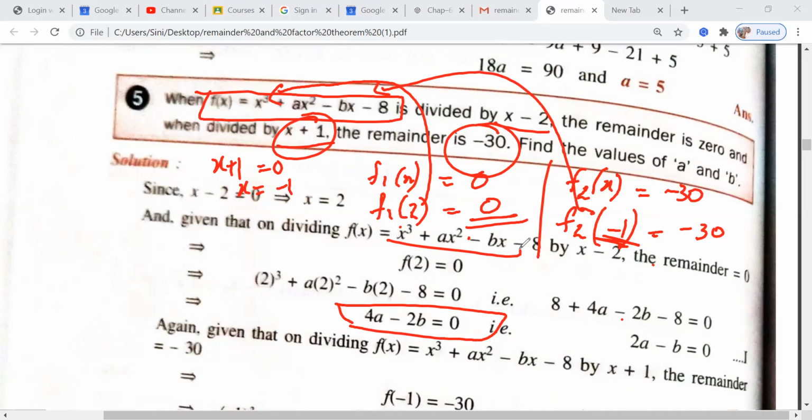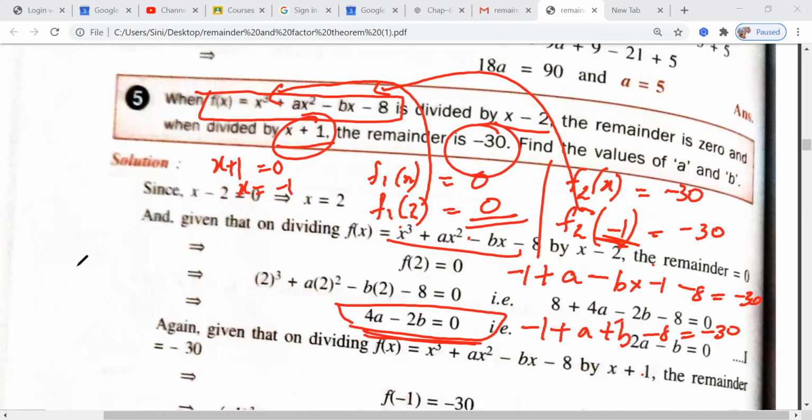Minus 1, the whole cube is minus 1 itself. Plus a into minus 1 the whole square is plus 1 itself. Minus b into minus 1 is plus b. Minus 8 is equal to minus 30. So minus 1 plus a plus b minus 8 is equal to minus 30. Correct? So with both things you will get a linear equation. Now we have to simultaneously solve the linear equations by using any method like substitution or elimination. Is it clear now?